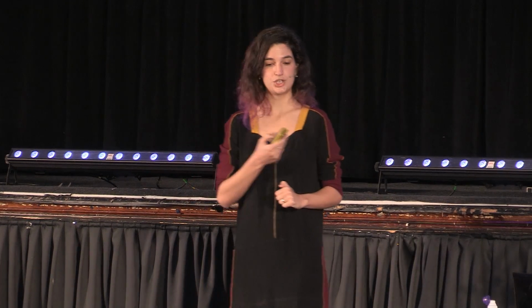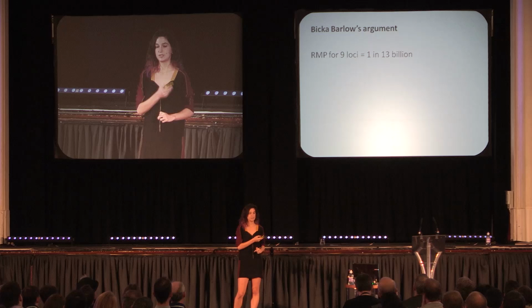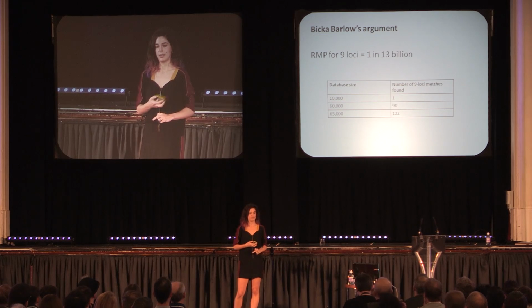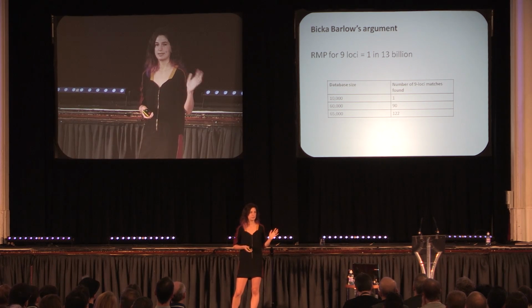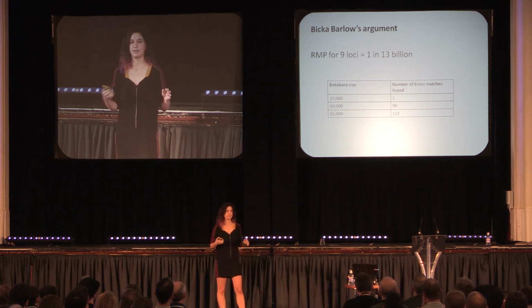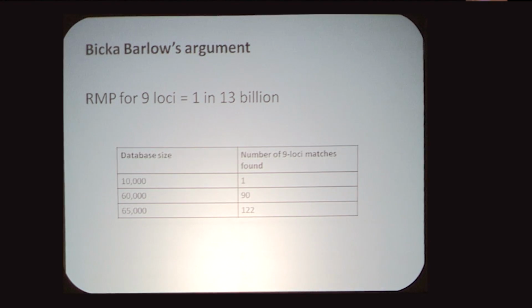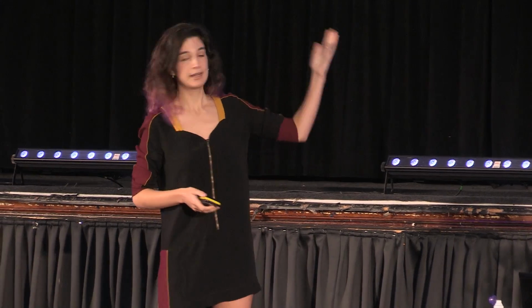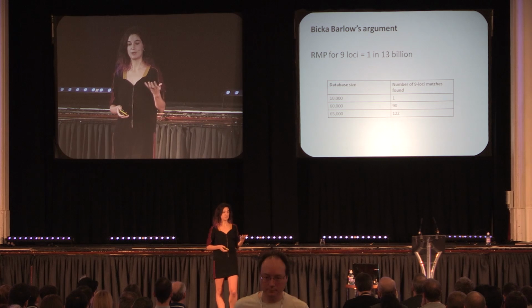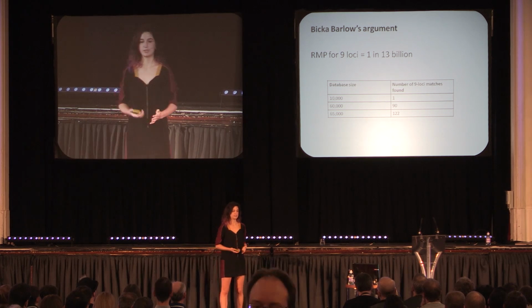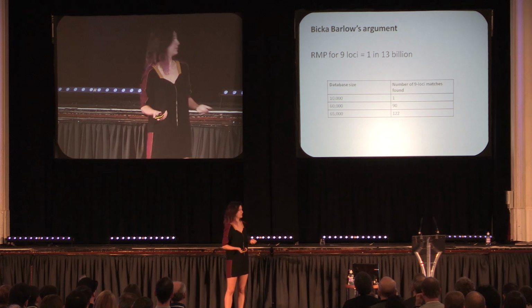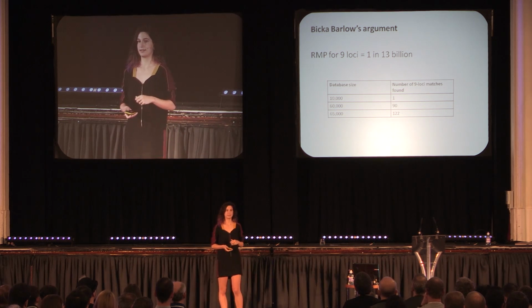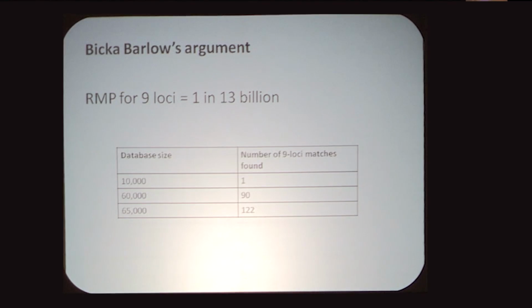So what she had seen was this study done, I can't remember, in some state, I think it was Arizona, where they had a database, I think it was of prisoners, and someone had decided, oh, that's interesting, I'll just see if I can find any people whose DNA profiles match. And they had found 9 loci match, RMP of 1 in 13 billion, so really pretty tiny probability, and they had found quite a lot of matches. So Barlow thought that maybe the RMPs were just completely wrong.